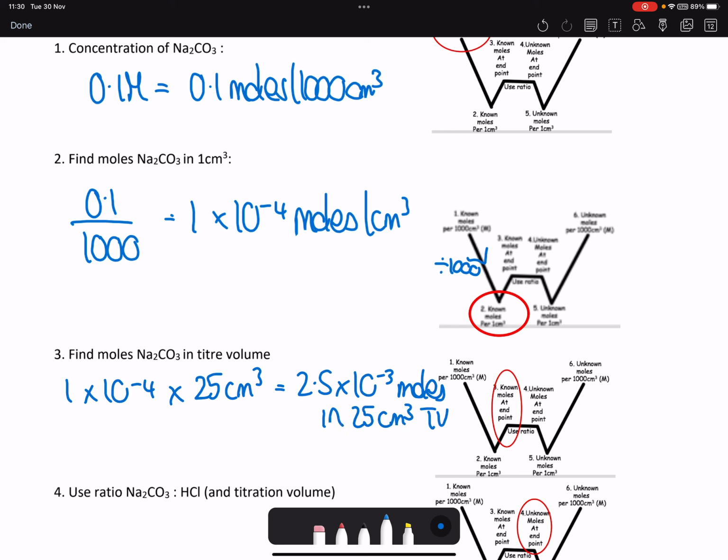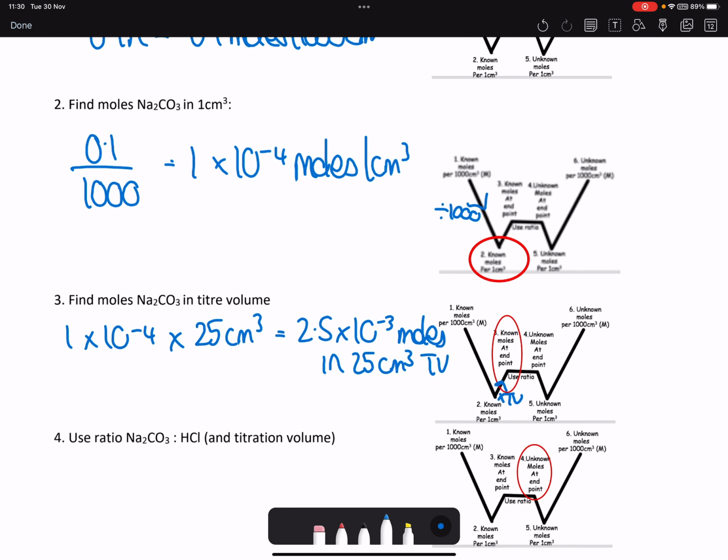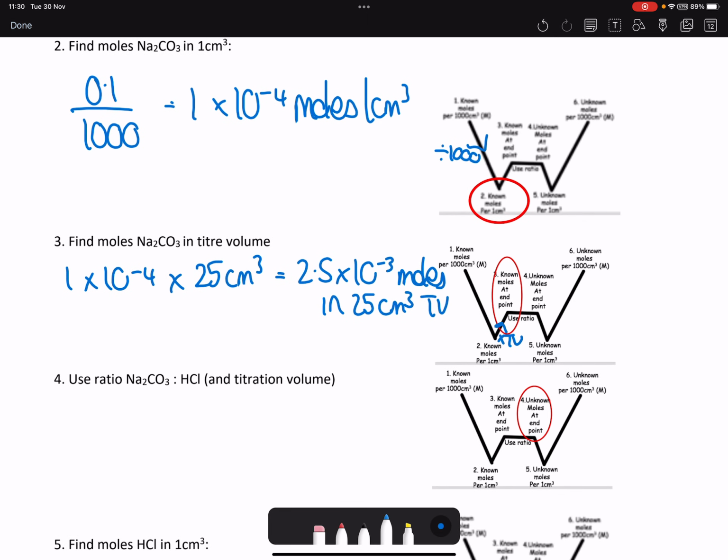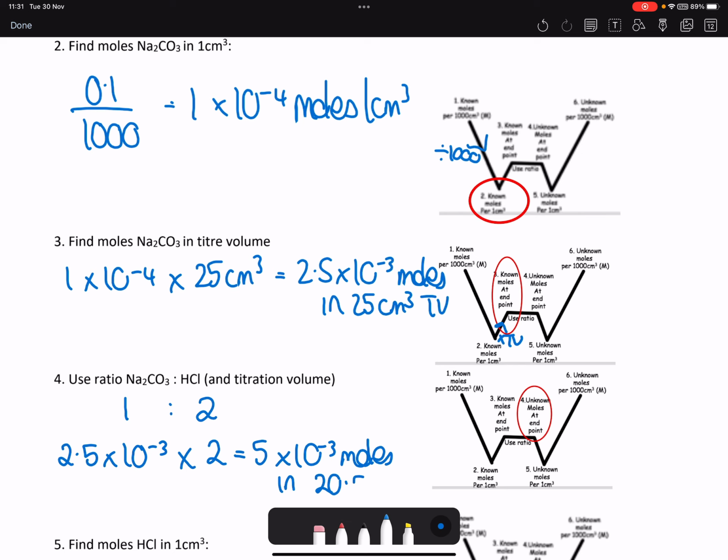And I always put the words TV. So in this part, we've gone from here to here, and we've multiplied by our titer volume. We're now going to go across where we use our ratio. And the ratio in this instance was 1 is to 2. So we have to turn 1 into 2. We have to multiply 2.5 by 10 to the minus 3 by 2, which is going to be equal to 5 by 10 to the minus 3 moles, and that is in our acid titer volume, which is the 20.5 centimetres cubed TV.